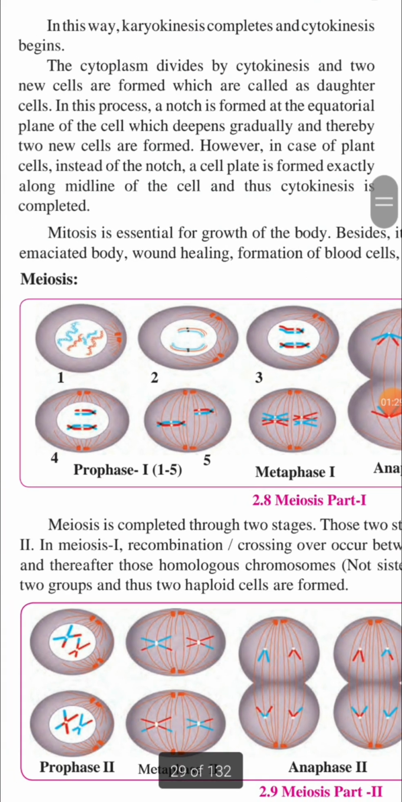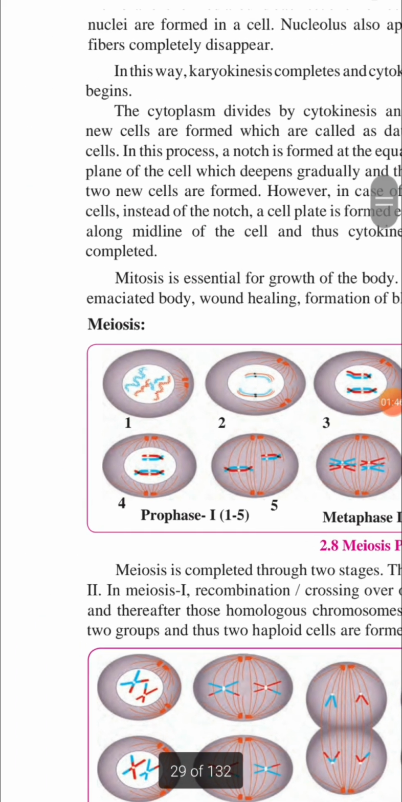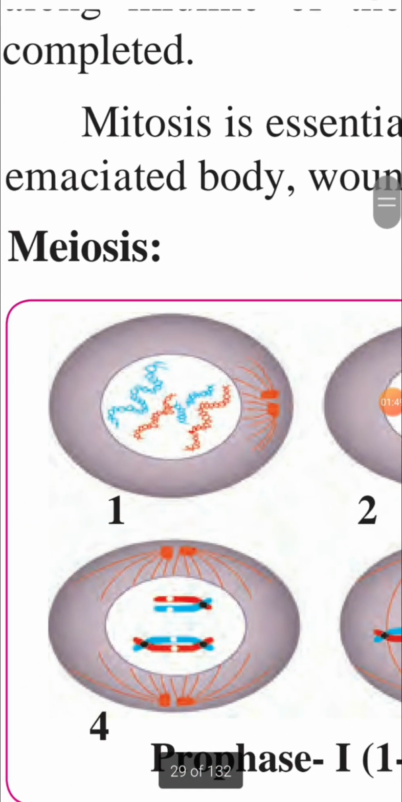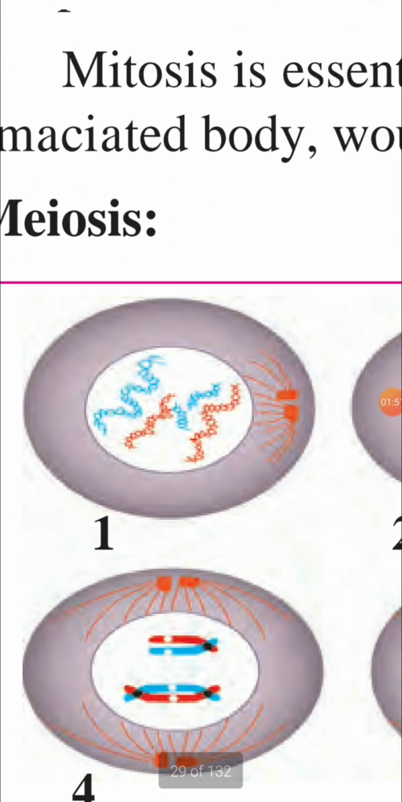So look carefully and listen carefully. In this meiosis we see the prophase 1 phase. This prophase 1 phase is divided into 5 steps, and we will see them one by one. This first step we call leptotene.